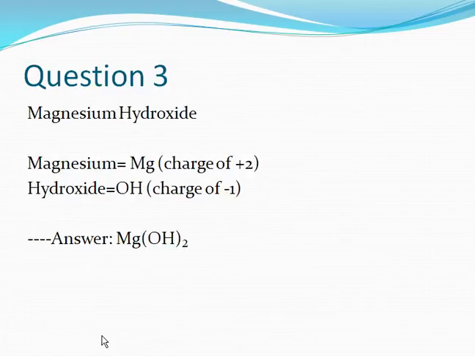Question 3. The molecule will have a zero charge only if there are 2 hydroxide ions for the 1 magnesium ion. The hydroxide ion needs to be put into parentheses so that the subscript applies to the whole polyatomic ion. Hydroxide needs a 2 after the OH in parentheses so that the formula is then correct.